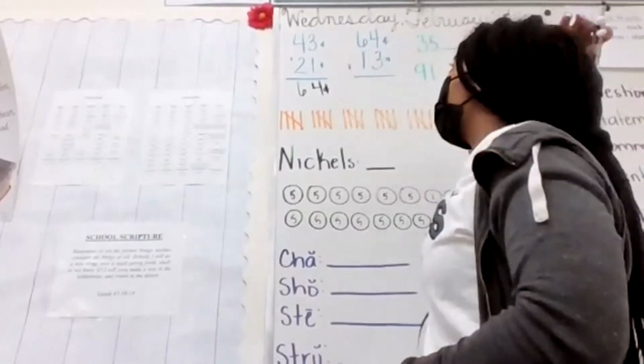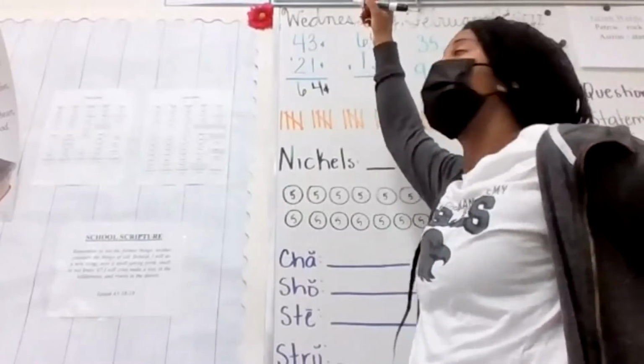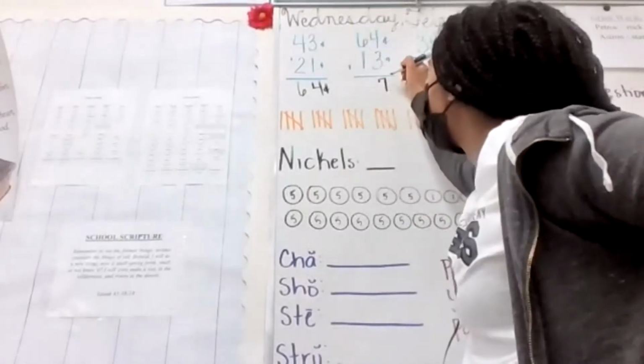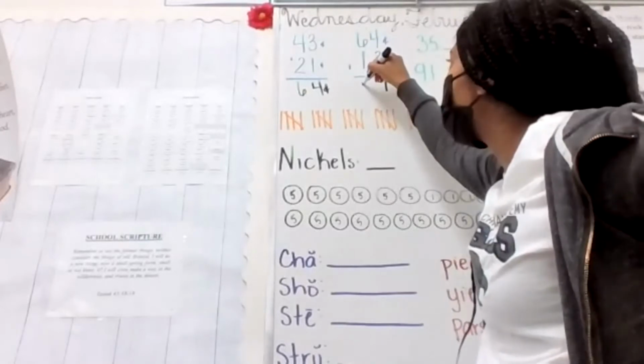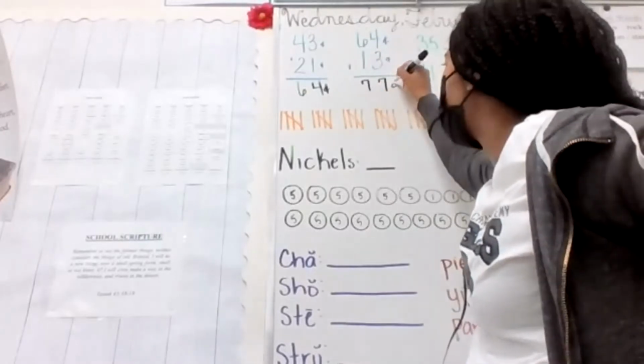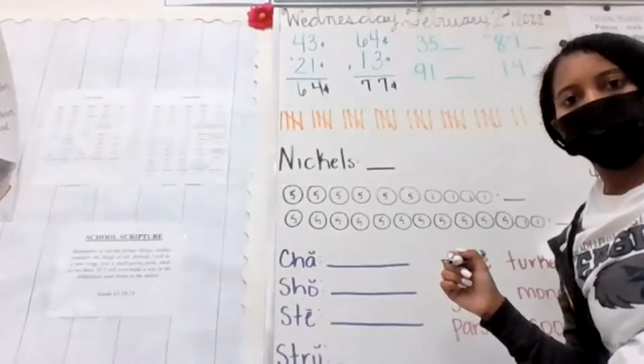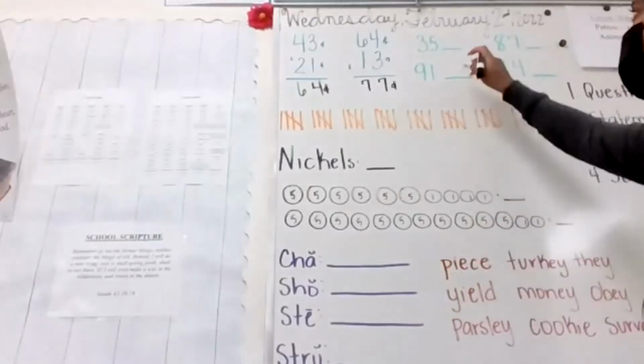4 plus 3 equals 7. And 6 plus 1 equals 7. Good. 77 cents. Awesome. Good. All right, so let's practice 10 more.